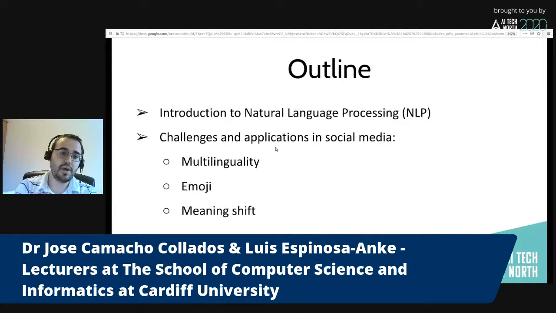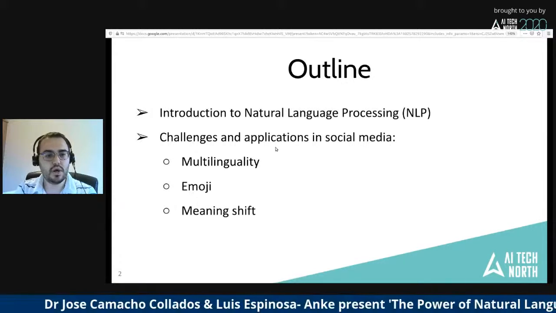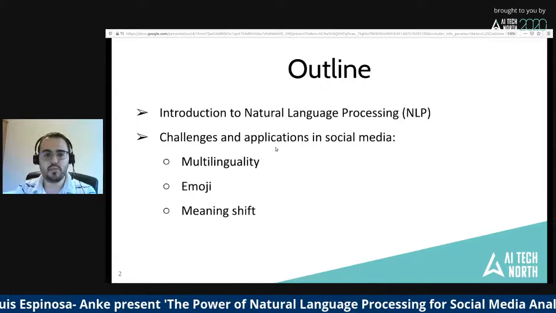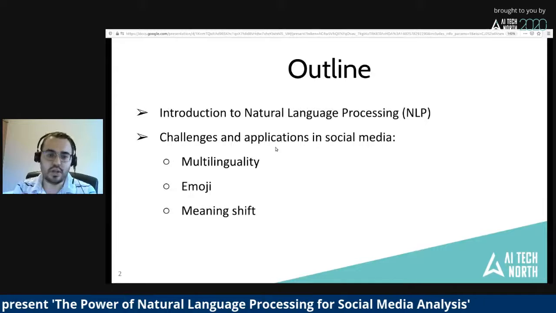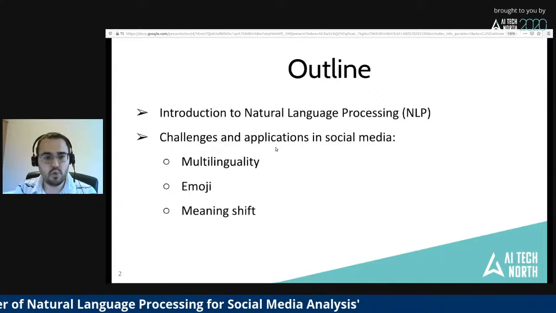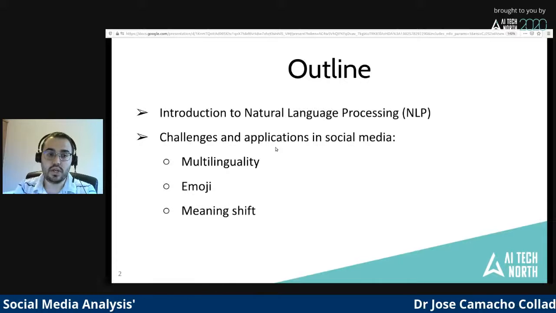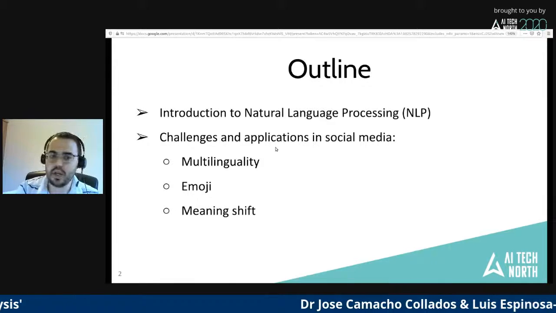And the thing is, social media presents many challenges from the point of view of how we process language, because it has many different features that we don't find in usual text, like multilinguality, we can find many different languages, even code switching, some extra linguistic features like emoji that we need to process, and some words that are changing, they are introducing new words, new vocabulary over time, and it is changing the meaning as well. So this is what we are going to talk about in this talk.